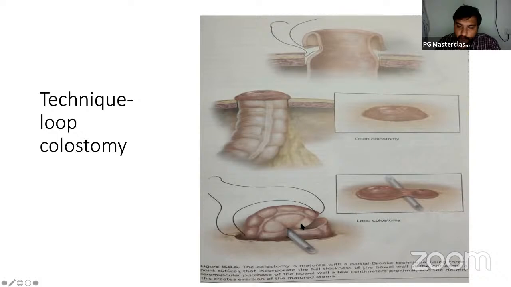Once it has been brought out, a mesenteric window is created and a red rubber catheter of 16 to 18 French is passed through the mesenteric window. And once it has been brought out, the colostomy is opened. Here we have shown a transverse incision, but there are more chances of bleeding. We should ideally open it longitudinally, sir, along the taenia coli.